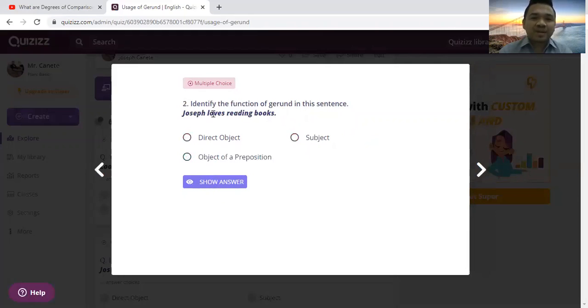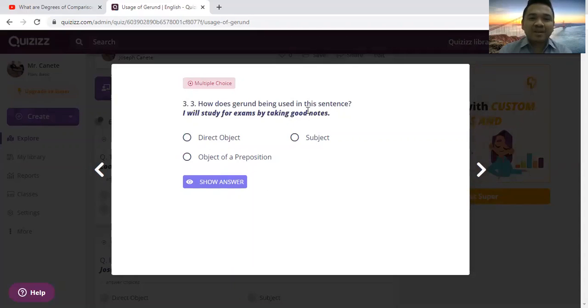Number two, identify the function of gerund in this sentence. Joseph loves reading books. What is the function of gerund? Very good. The function of gerund here is direct object, or object. Why? Because the gerund reading comes after the verb loves. As easy as that.